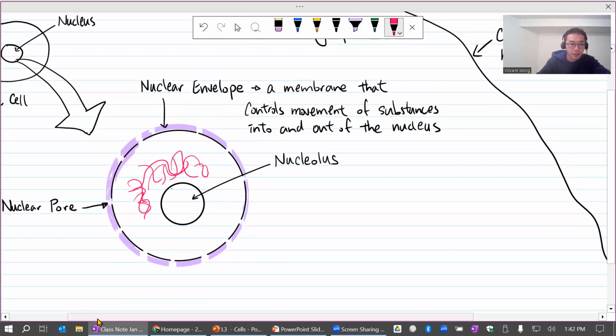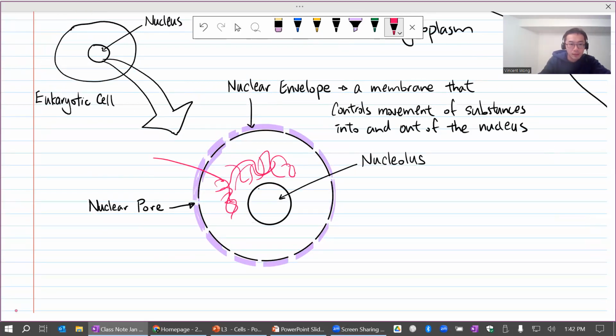These are genetic material. These are called chromatin, which is basically DNA packaged with protein. DNA packaged with protein. I will show you a picture of what that means in a second.